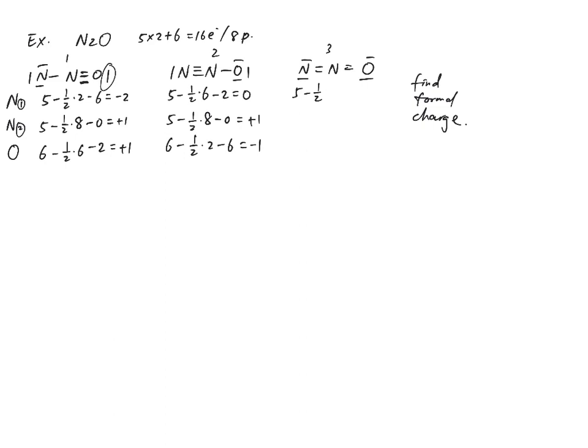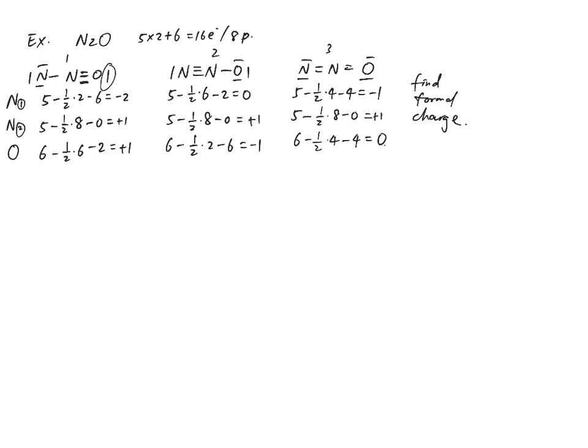All right, and then the third structure, you would have 5 minus 1/2 of a double bond between nitrogen, so 4 bonding electrons, and the first nitrogen would have 2 lone pairs, that's 4 non-bonding electrons, so 5 minus 2 minus 4, negative 1. The second nitrogen, same deal, 5 minus 1/2 times 8 minus 0, plus 1. And then the oxygen, 6 minus 1/2 times the double bond, that's 4 bonding electrons, minus 2 lone pairs, 4 non-bonding electrons. So that's a total of 0.